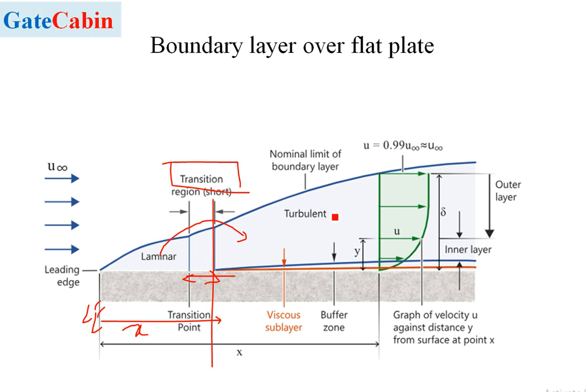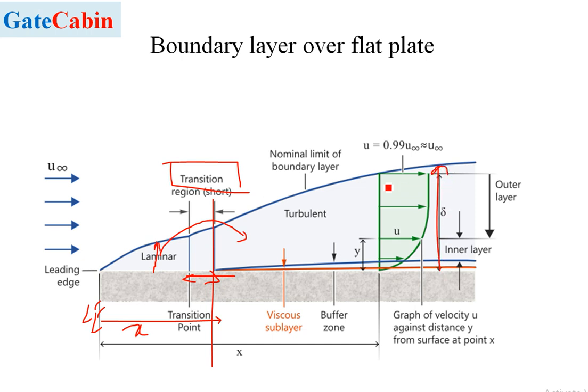In order for the boundary layer to become stable, here you can see the boundary layer thickness keeps on changing from 0.1 to actually 0.2. The thickness of this boundary layer keeps on changing.